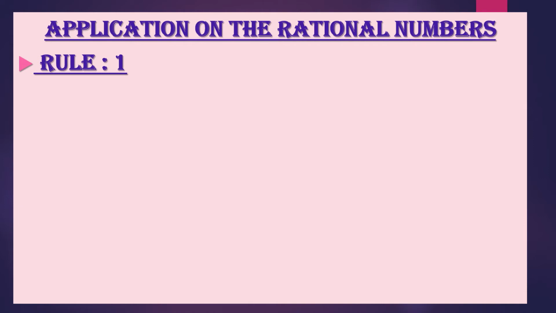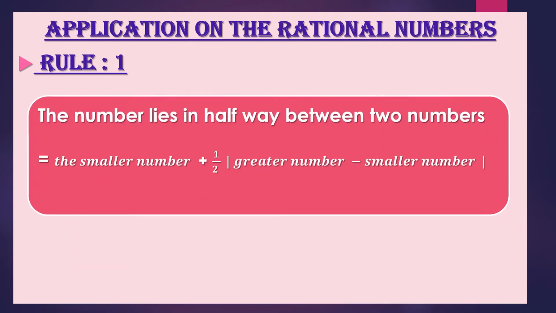Application on the rational numbers. Rule 1. The number that lies halfway between two numbers. You must know this rule too. Very important rule. It equals the smaller number plus half the absolute value of the greater number minus the smaller number.